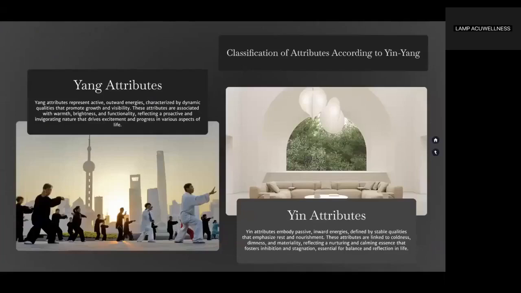Yang attributes represent active outward energies characterized by dynamic qualities that promote growth and visibility. These attributes are associated with warmth, brightness, and functionality, reflecting a proactive and invigorating nature that drives excitement and progress in various aspects of life.